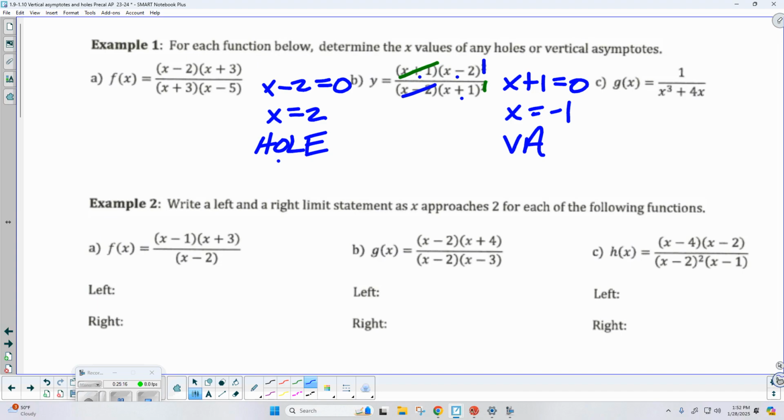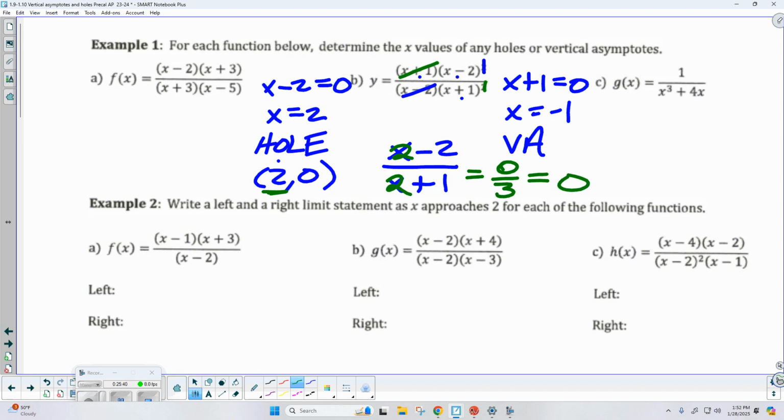Okay. In fact, can anybody tell me what is the location of the hole? It should be 2 comma what? 2, 0, yes. Because once I cancel out these groups, would everybody agree that what I have left is x minus 2 over x plus 1? I take this value of x, the 2, and I just substitute it in. So I get 0 over 3, so that's why I have 0. So the hole should occur at 2 comma 0. How are we doing? Anybody not sure how we're getting this information? Does anybody have any questions?